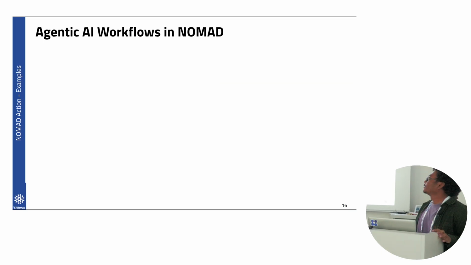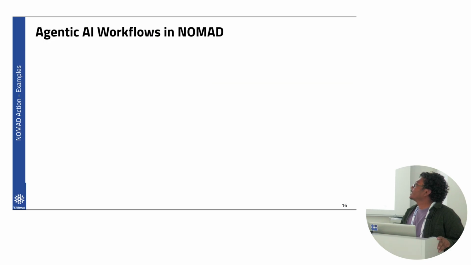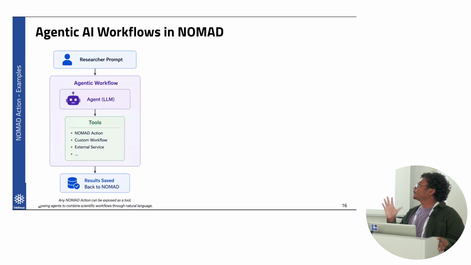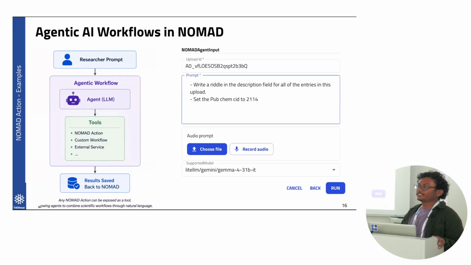Okay. Yeah, we're going to talk a bit about agentic AI workflows in NOMAD. So this is also something we can support with NOMAD Actions now. This is like a rough diagram of how an agentic workflow looks like. You have an agent, and then it has a set of tool calls available. The tool calls could also be another NOMAD action. So for example, like the AutoXRD, the one that Sartak had shown earlier. And you can have your custom workflows, your external services, and then the input could be a researcher prompt. Here's an example of a NOMAD agent.